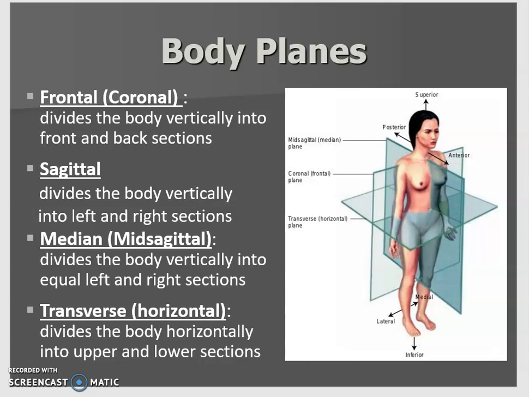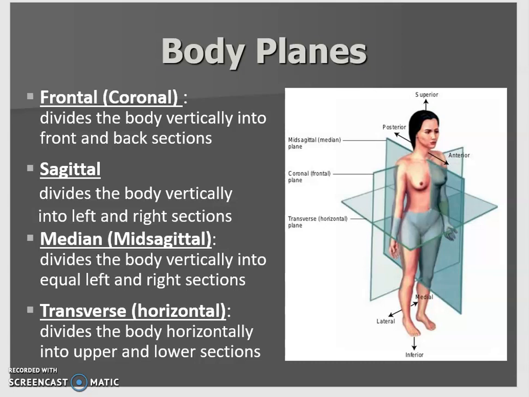So first of all, our first is the frontal, otherwise known as the coronal plane. This divides the body vertically into front and back sections. For the purpose of our class, we're going to use the older term, frontal, because it's going to help you remember it divides the body into front and back sections. However, those of you moving on to radiology, get used to the term coronal.